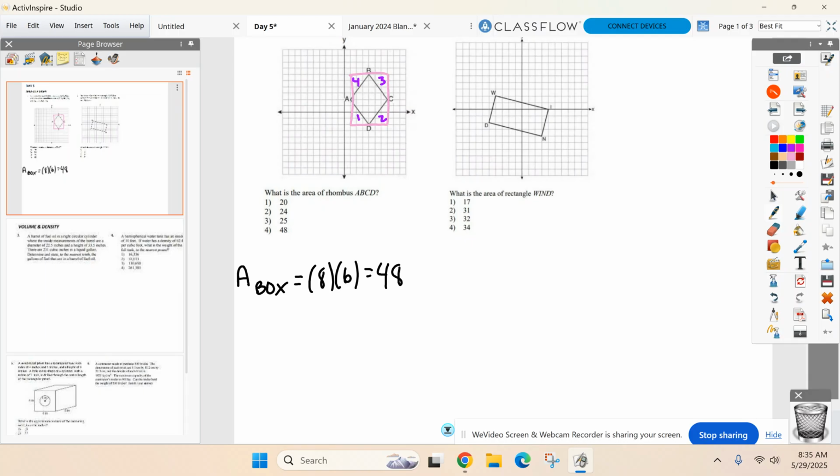Area of a triangle. Now, here's where I just need you to be careful, because you just did length times width to find the area of the box, or base times height. Make sure when you find the area of the triangle, it's 1/2 the base and the height, which are the two legs.